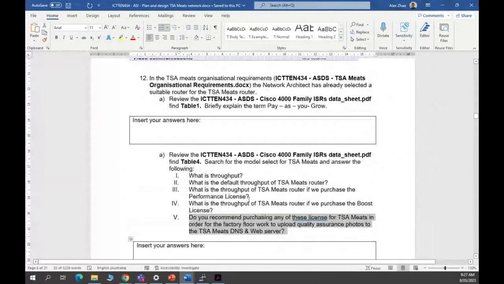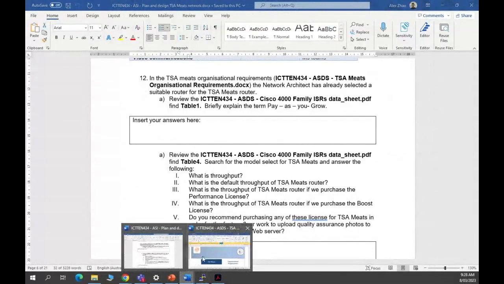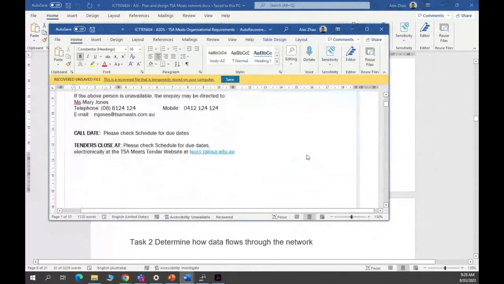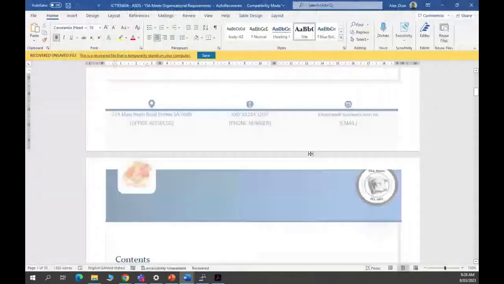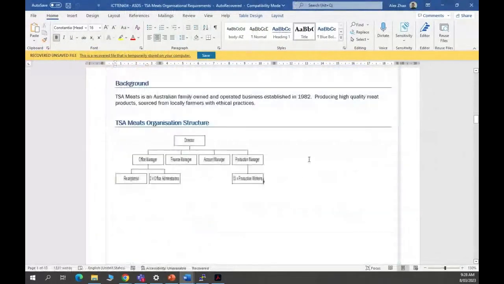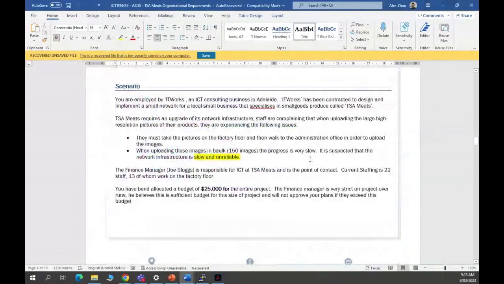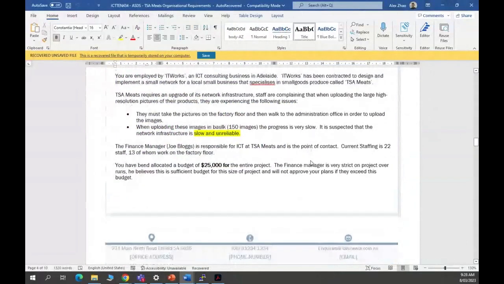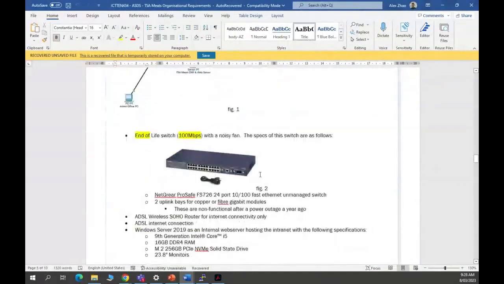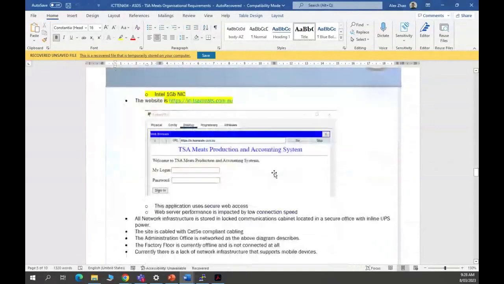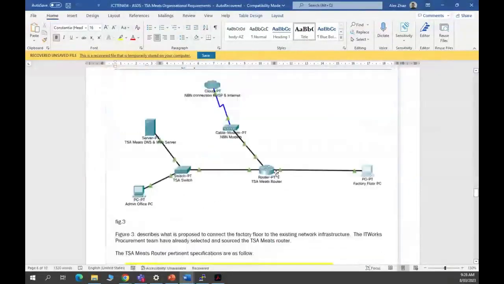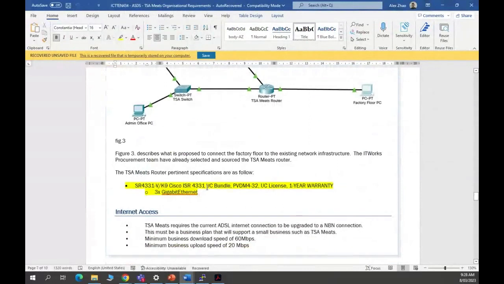It's a 4000 family, but you've got to be specific, okay? So don't get tricked by that. 4000 is the family of routers, but the one that you've been selected is actually the 4331. You get me? 4331. 4000 is just the whole family.